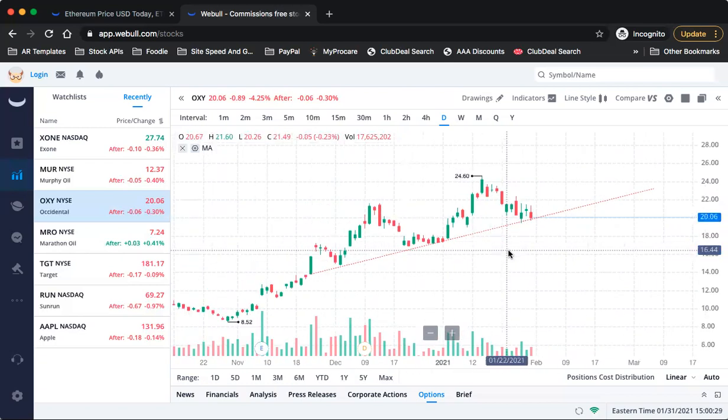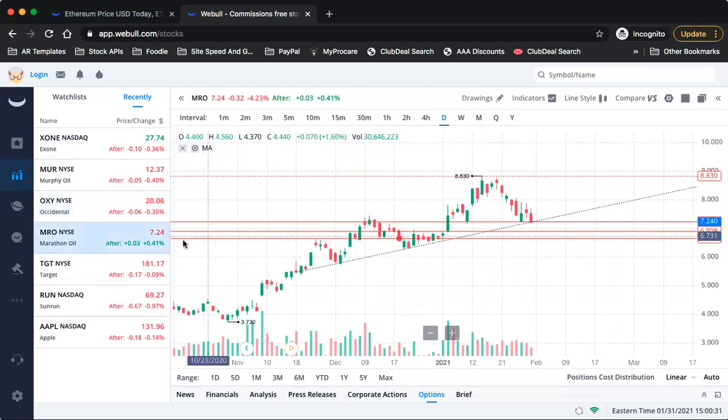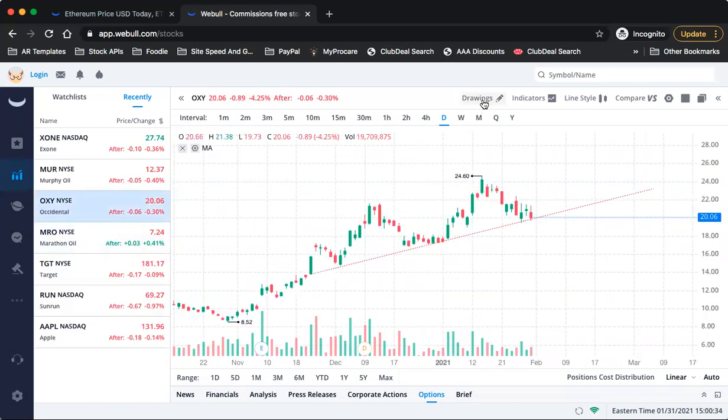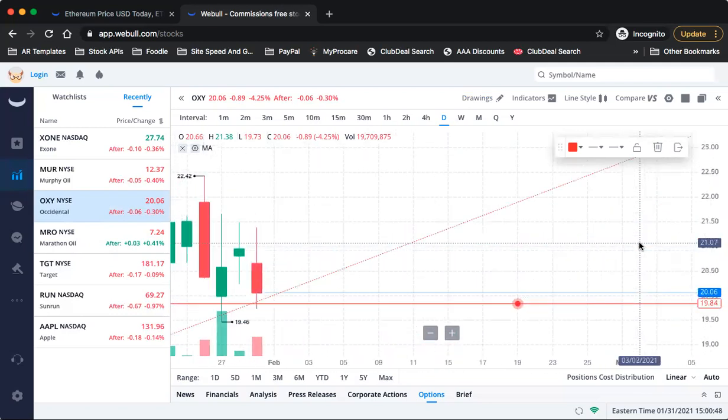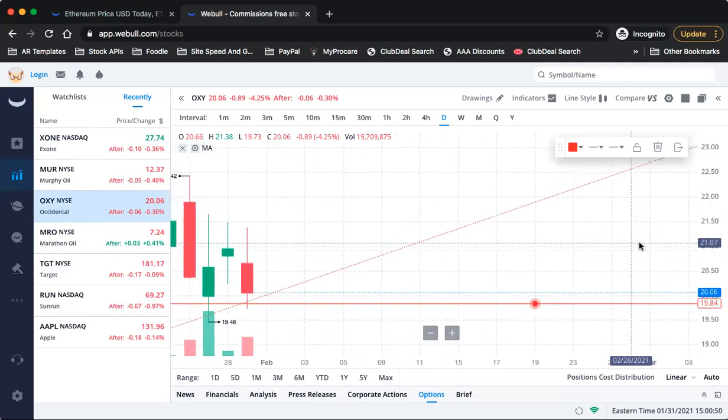As you can see, OXY, exact same thing as MRO, that drew the line. I'm going to go ahead and draw the support and resistance just to give myself some sort of indication when I jump on this call. If I do get this call, where's my support? Where do I need to put my stop loss? 20.06 or 20.19. Let me move it down here.